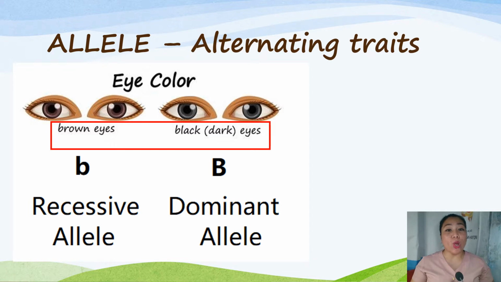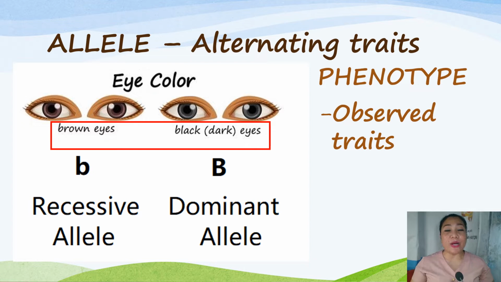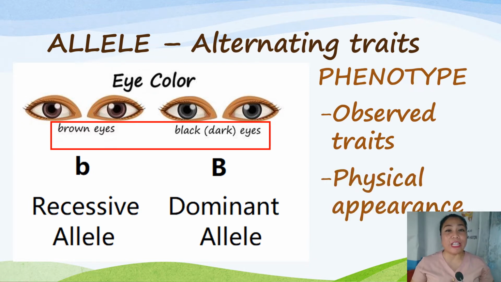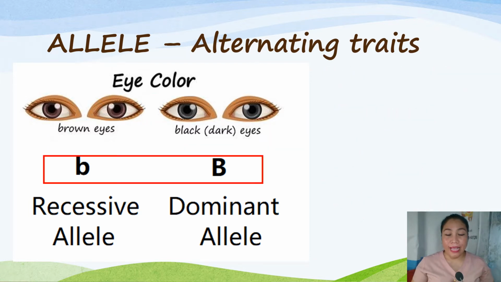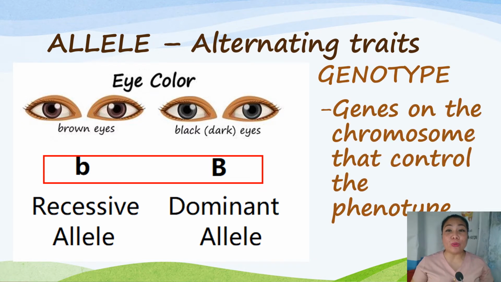Brown eyes or dark eyes are what we call the phenotypes. Phenotypes are the observed traits in an individual which are manifested in their physical appearance. Let us assign small b for brown eyes and big B for black eyes. Small b and big B are the genotypes. Genotypes are the genes on the chromosome that control the phenotype of a person or the observed physical appearance of an individual.